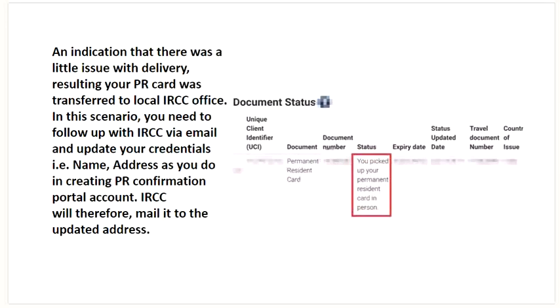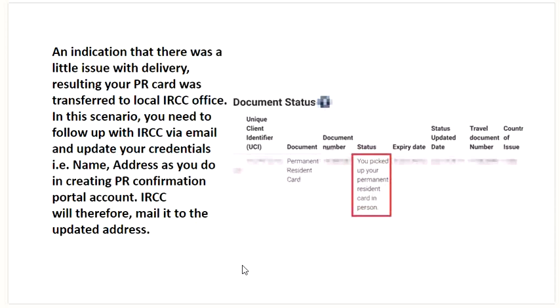So moving on to another format, this is one of the screenshots again from an applicant, where you might see that under status, it says you picked up your permanent resident card in person. That's pretty scary for those who have not been to an IRCC office and did not pick it up because they were expecting it by mail. What exactly it is, is an indication that there was a little issue with the delivery, resulting in your PR card being transferred to your local IRCC office.